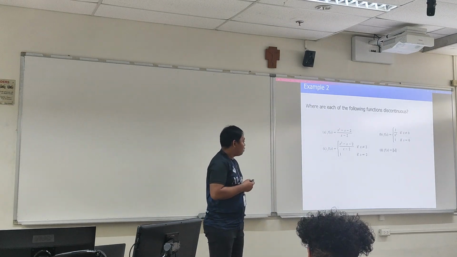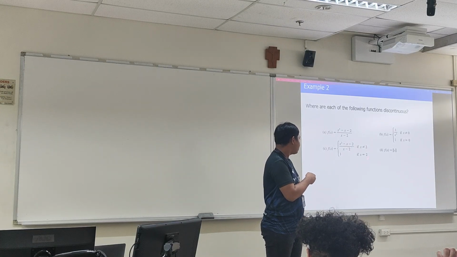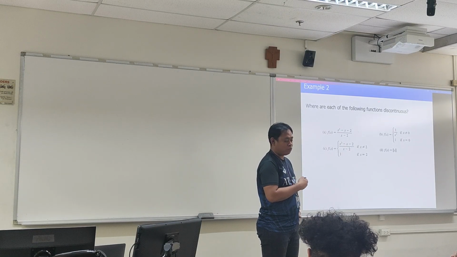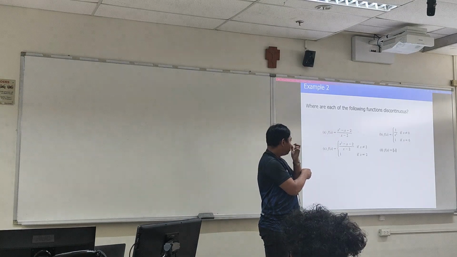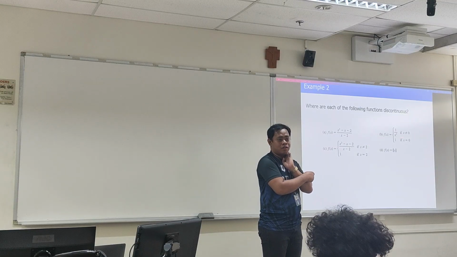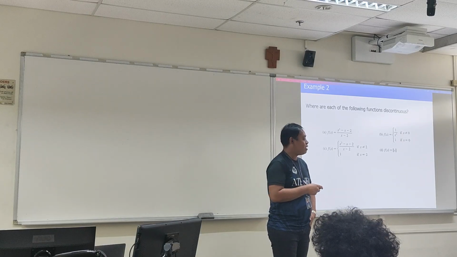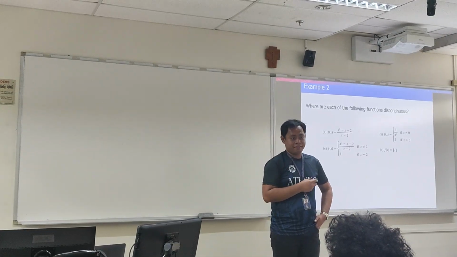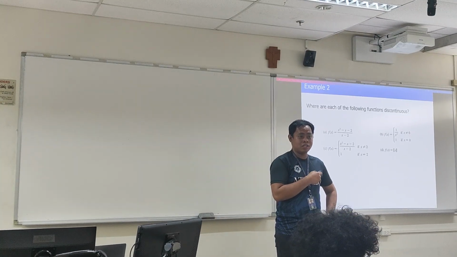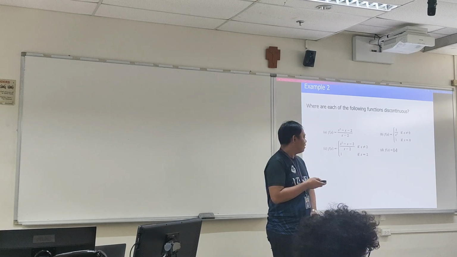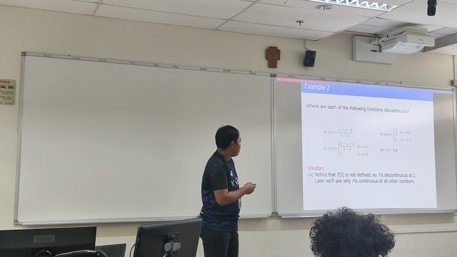For this one, you have to find at what point or at what number the function is continuous. Of course, at x is equal to 2, this will not be continuous because the function is undefined at x is equal to 2. Meaning f of 2 is undefined. So condition number 1 is not satisfied. That's why this is discontinuous. How about letter B?